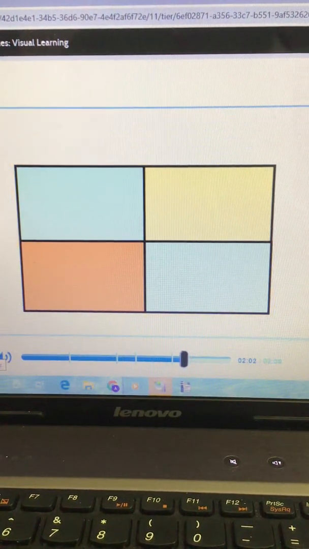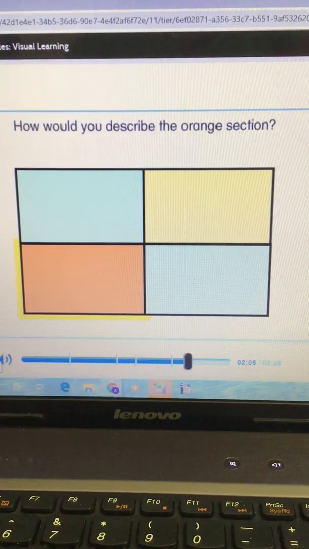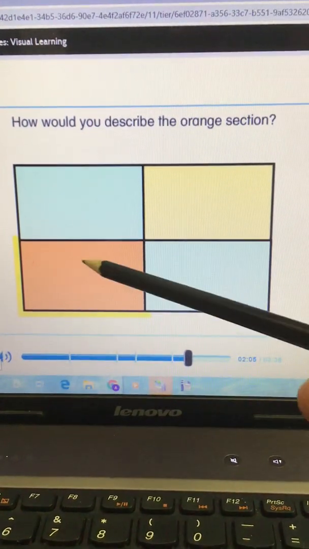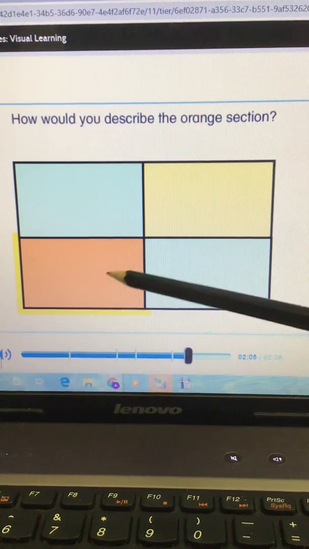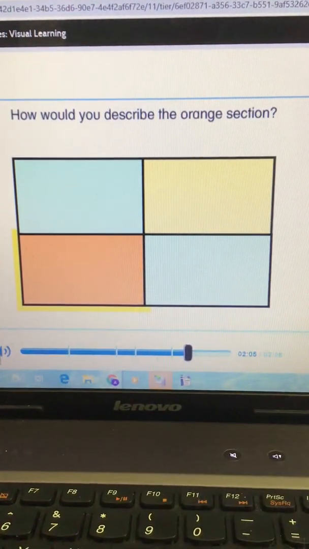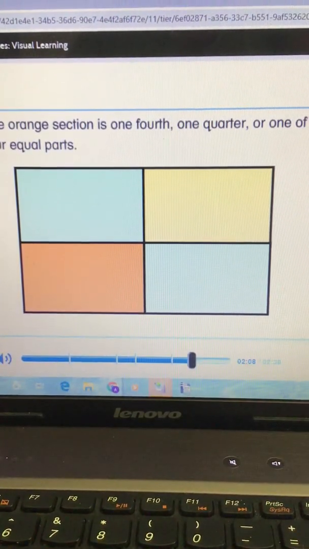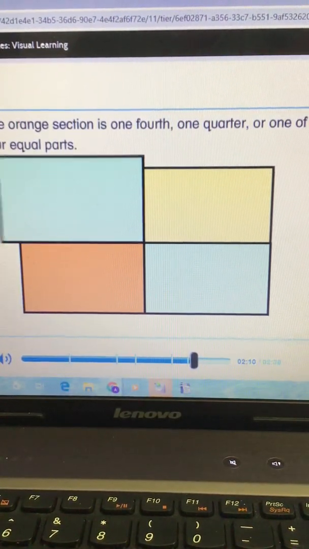How would you describe the orange section? This orange part is 1 out of the 4 parts. So 1/4. There's 4 parts and one of them is orange. The orange section is 1/4, or 1 of 4 equal parts.